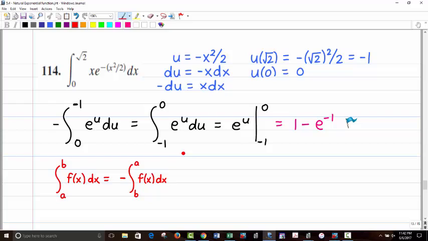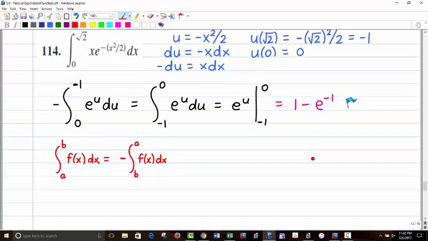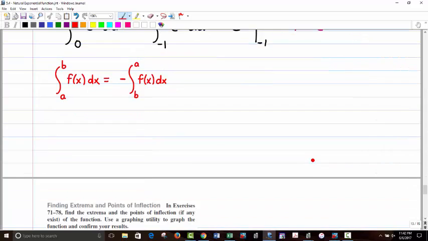So we have the integral from -1 to 0 of e to the u du, which will equal e to the u from -1 to 0. And then e to the 0 is 1, and e to the -1 is just e to the -1. So 1 minus e to the -1.